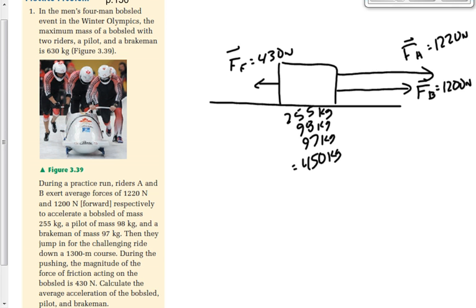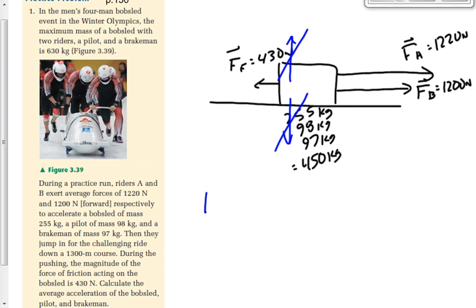Now, we want to find the acceleration. We've got our free body diagram drawn. By the way, there's something that's missing on this free body diagram. What is it? What's missing on this free body diagram here? Yeah, they cancel each other out. So it's not a huge deal, but we should draw them in just so that we don't forget when it actually matters. Okay? All right.